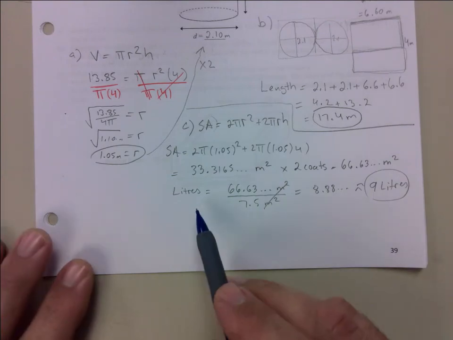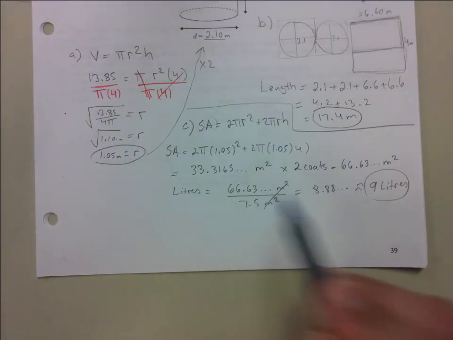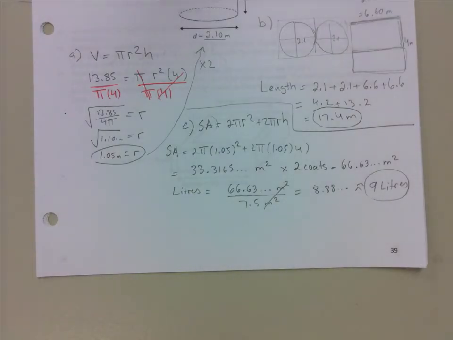How do we know it was liters? Because it told us that 7.5 is the coverage of 1 liter. So that's how we figured out that this needed to be the number of liters. I hope that helped.